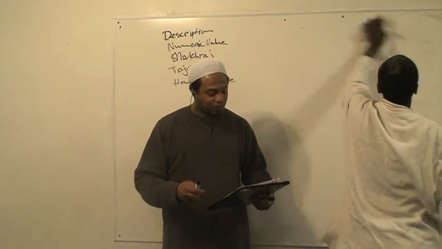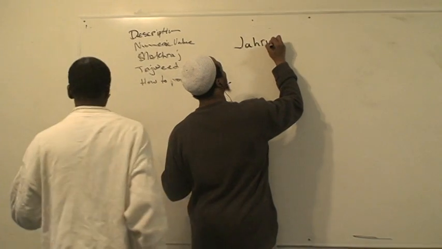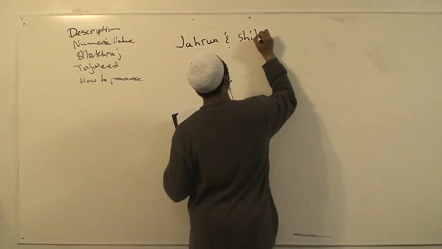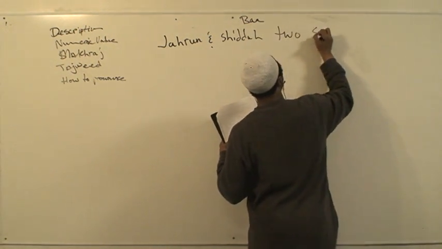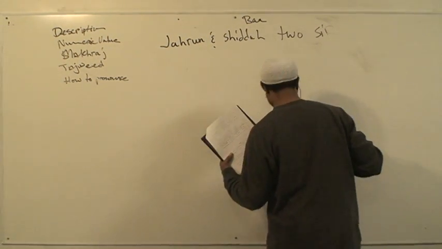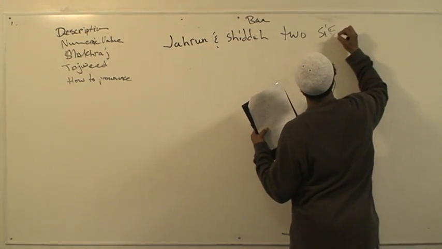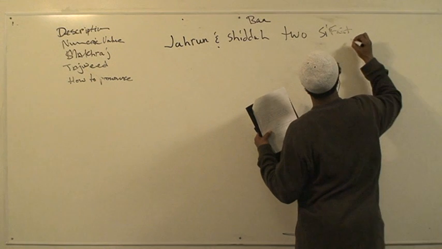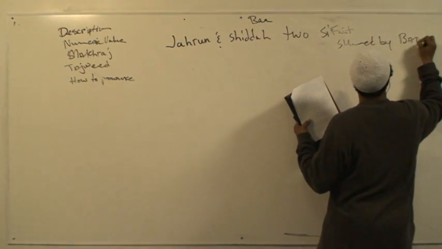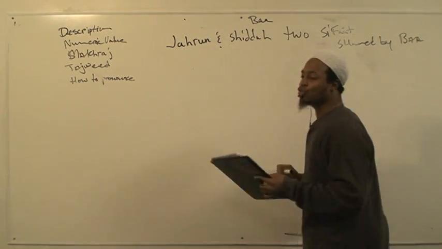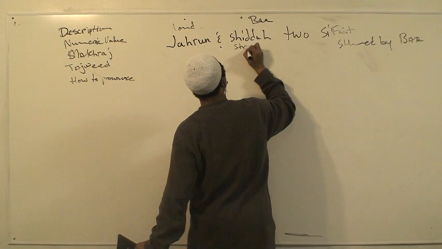Now, just when we say jahrun and shidda, say jahrun, jahrun, and shidda. This is ba, okay? Two sifat. What is a sifat? Characteristic. Sifat means what? Shared by ba. Meaning that alif has jahrun and shidda too. Jahrun means loud. What does jahrun mean? Loud. Shidda means strong. Okay?